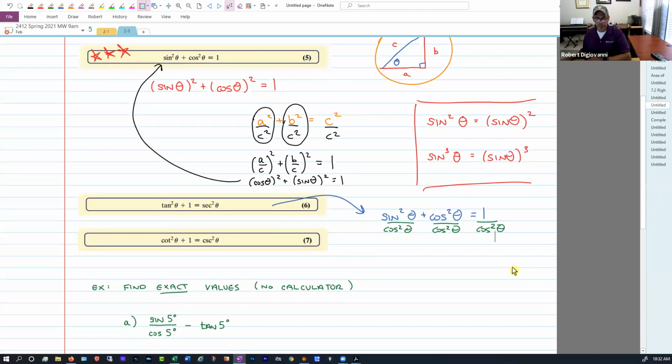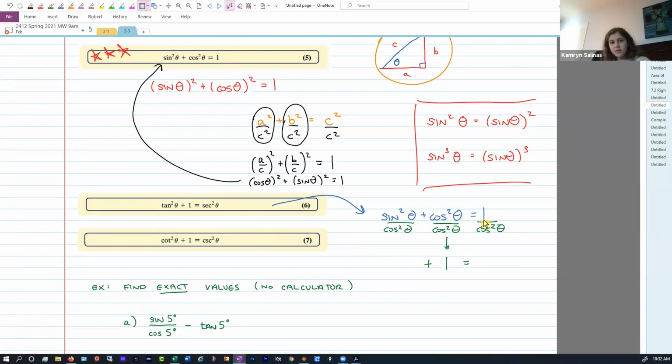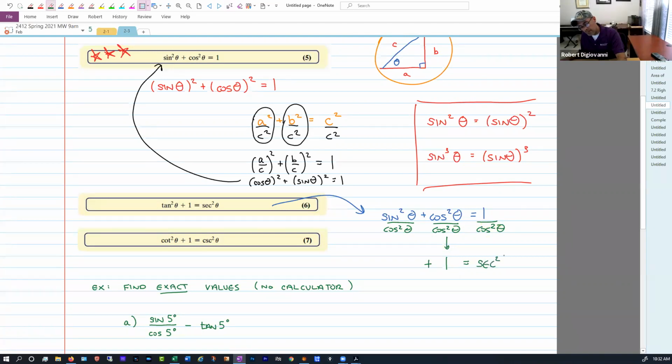Theta. And this becomes a 1 because cosine squared theta over cosine squared theta is 1. Plus, let's see, equals over here. This is 1 over cosine squared. But what's 1 over cosine theta? Secant of theta, but then squared. So this is just secant squared theta.